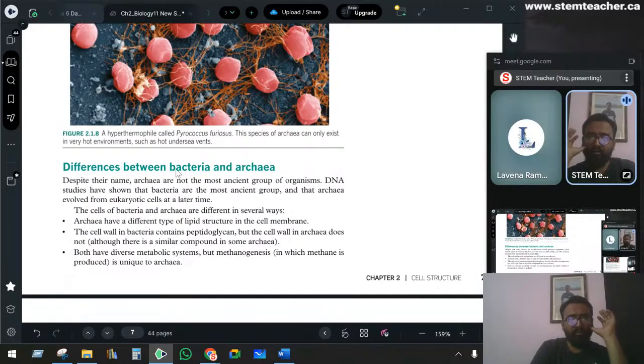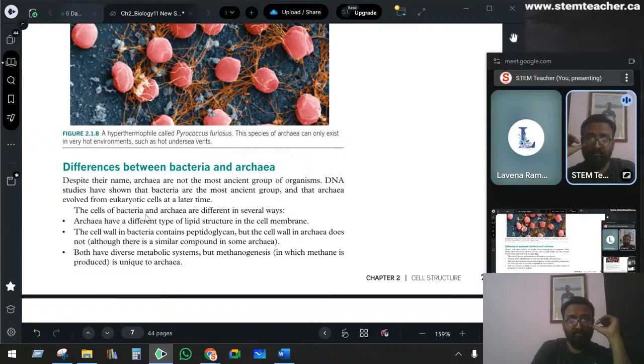Okay. Now the difference between bacteria and archaea. Despite their name, bacteria are not the most ancient group of organisms. Bacteria is the first one, then later the archaea was formed. DNA studies have shown that bacteria are the most ancient group and that the archaea evolved from the eukaryotic cells at a later time. So in the beginning, only the bacteria was formed, but billions of years later these bacteria evolved to archaea, which is from eukaryotic cells at a later stage.